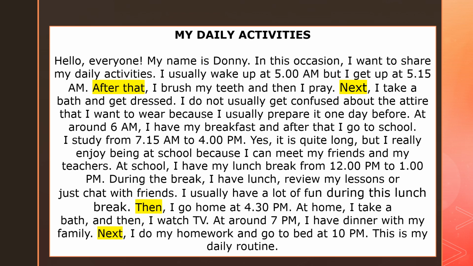Okay, if we want to describe our daily routine, we can use transition signals to describe that the activities happened in chronological orders. For example, you can use after that, next, then, or finally.